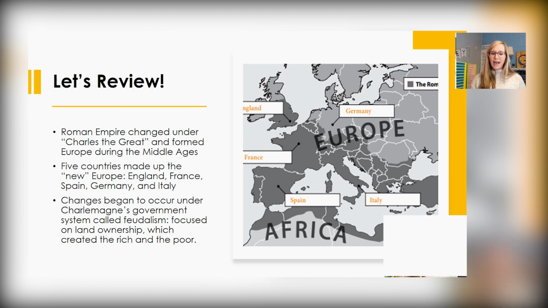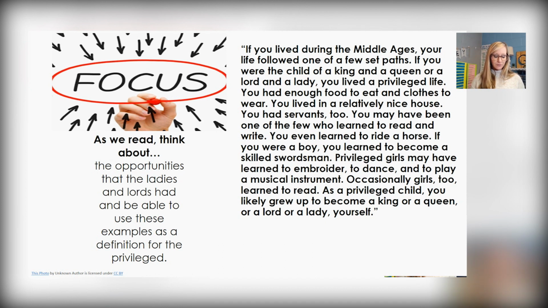We also talked about how changes began to occur under Charlemagne, or Charles the Great's government system called feudalism. Remember, that was focused on land ownership, which then created 2 different groups of people. We had the rich and the poor. Today, we're going to dive deeper into the rich, who are called the lords, and the poor, who were called serfs. So we're going to start by doing some read-alouds, just to be building some background information about this topic further.